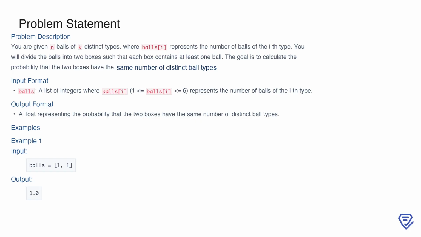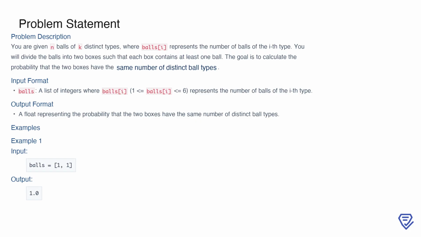The objective is to calculate the probability that the two boxes end up with the same number of distinct ball types. For example, if one box contains two distinct types and the other also contains two distinct types, that would meet the condition. The input is an array balls, where each value is an integer between 1 and 6, and the output is a float representing the probability.